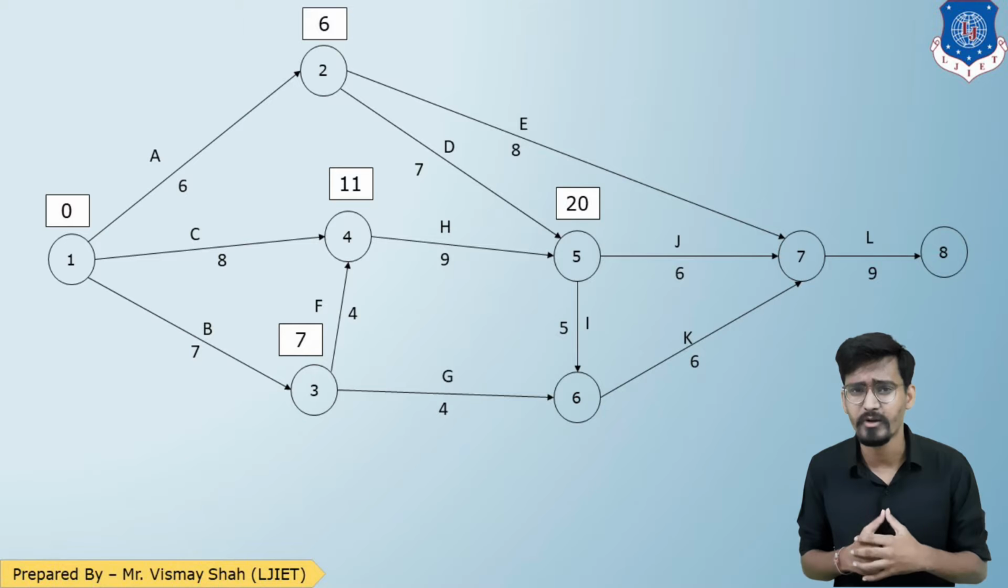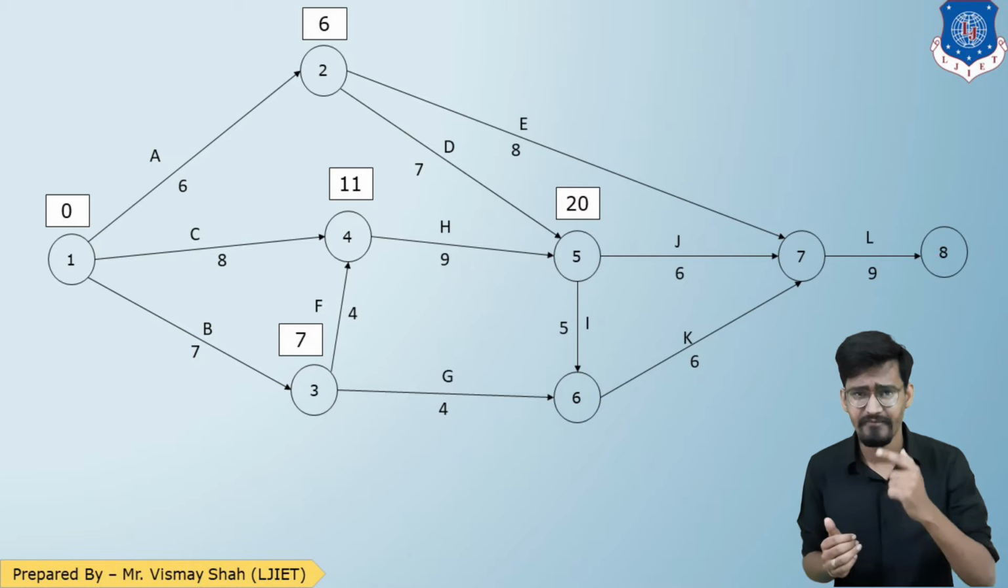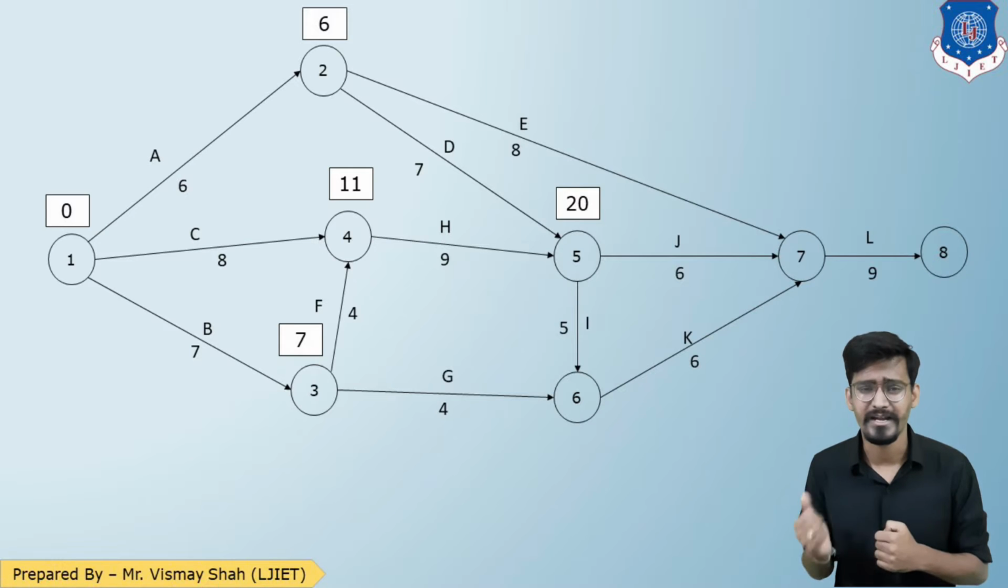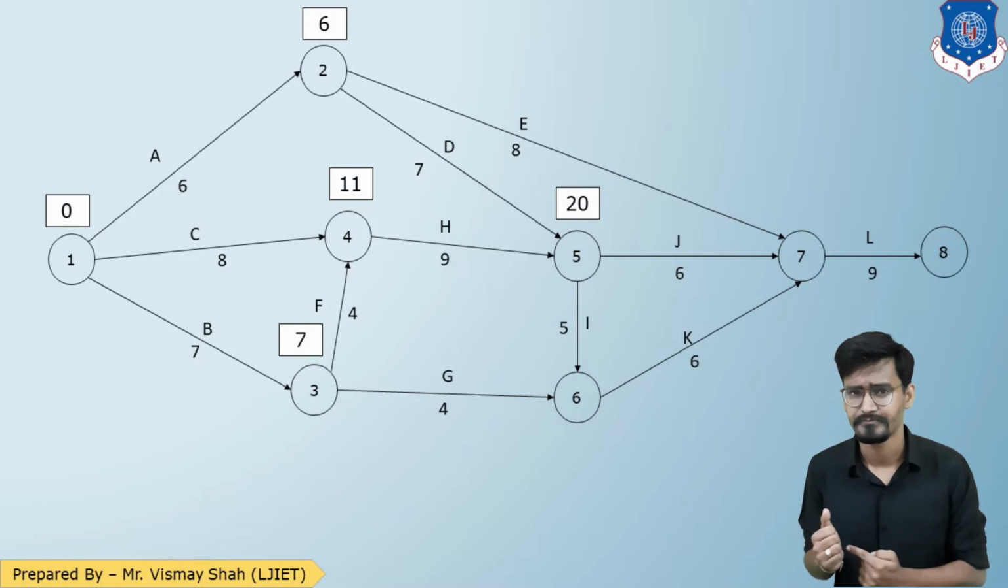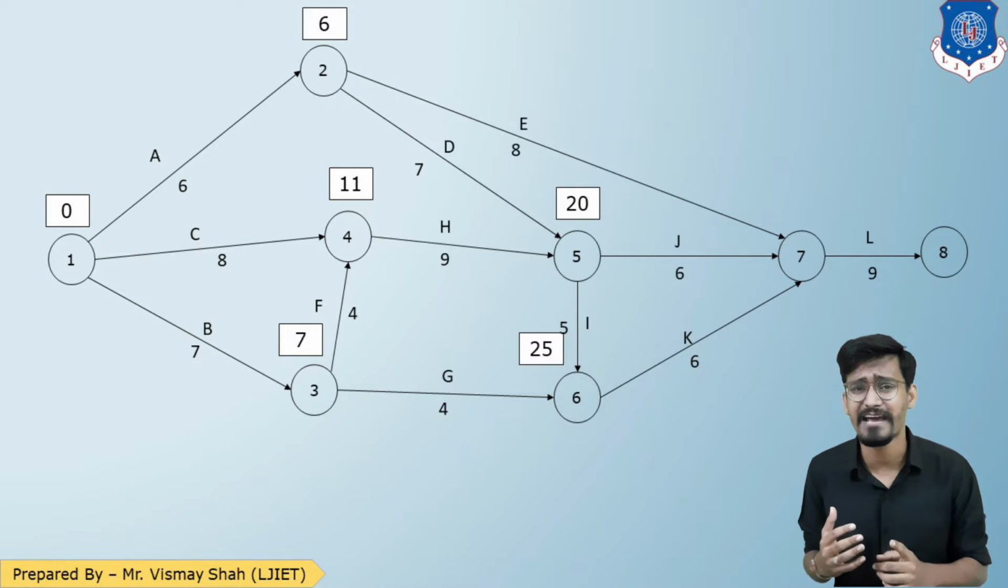Now for point 6, again there are two options: 3 to 6 and 5 to 6. If I go from 3 to 6, 7 plus 4, 11. And if I go from 5 to 6, 20 plus 5, 25. So which is the maximum, 25 or 11? The maximum is 25. So that is up to event number 6. Now coming to event number 7, there are three options to reach it.